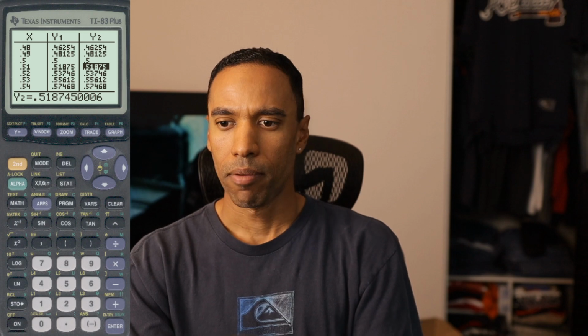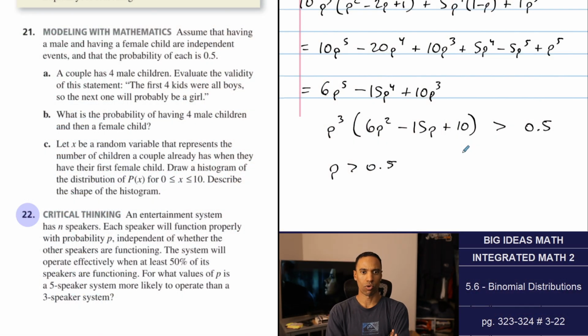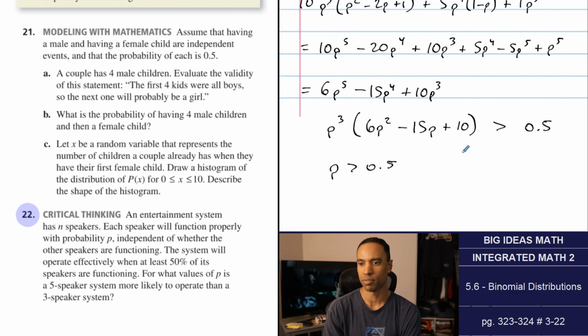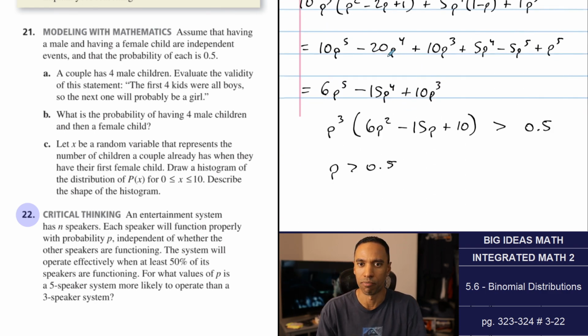Okay, so that's fine. I'll just get rid of that part. All right, let's see if that has the same values in the table. Yeah, it does. So I did my algebra right there. So for what values of p is a 5-speaker system more likely to operate than a 3-speaker system? That's the part I don't know how to answer yet. I still have to do the 3-speaker system version of this.